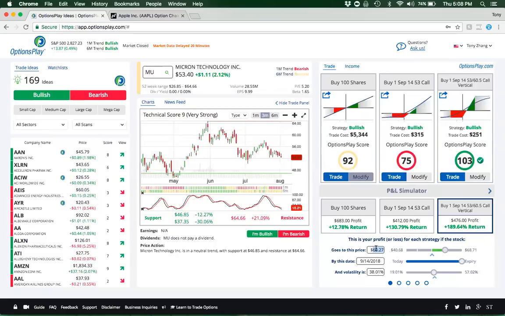So if you think it's going to go to 58, as you can see, buying this debit spread gives you a very nice 100% return if you're correct on the trade. And I think that would probably be one of the better ways to play this particular trade, using a debit spread on something like this. So I'll try to answer as many questions as I have time for here.